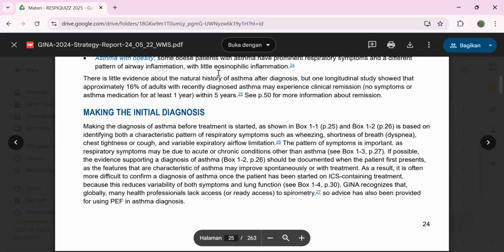GINA recognizes that globally many health professionals lack access or ready access to spirometry, so advice has also been provided for using PEF in asthma diagnosis.